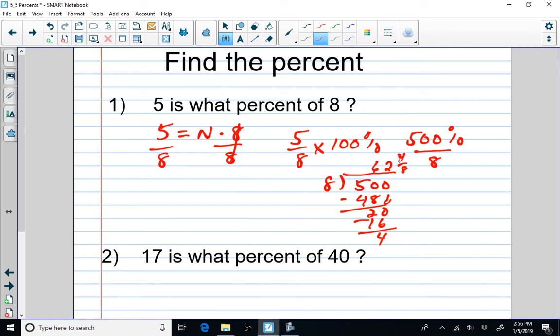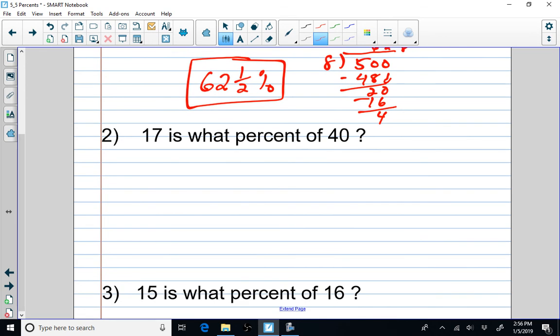But 4/8 is a fraction that I can simplify. 4 over 8 simplifies to 1 over 2. So we get 62 and 1/2% is equivalent to 5/8. 5 is what percent of 8? 5 is 62.5% of 8.